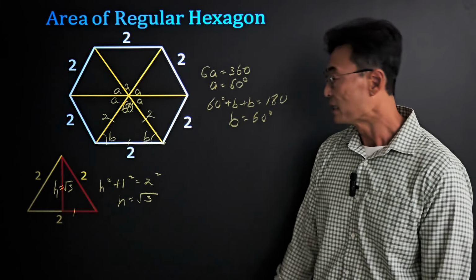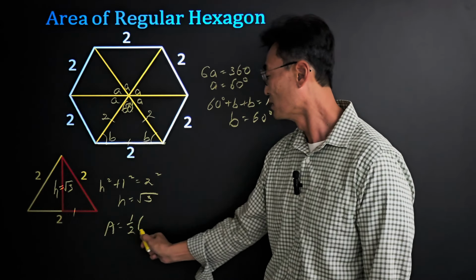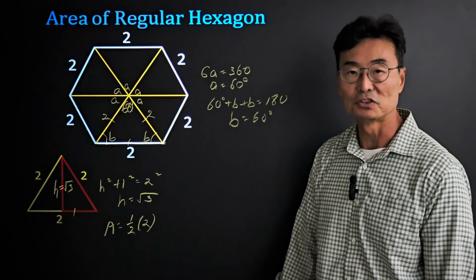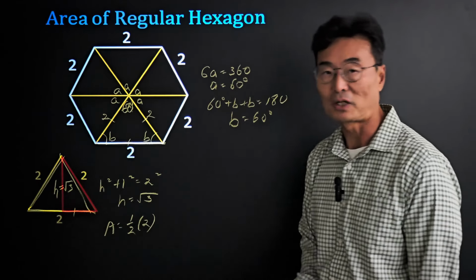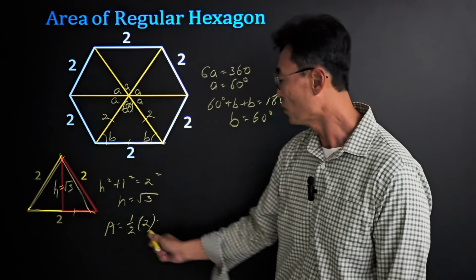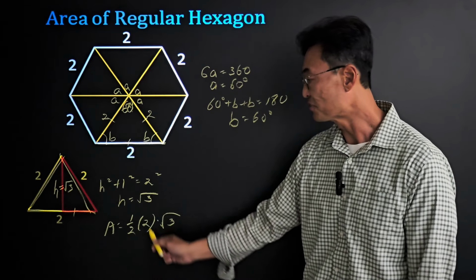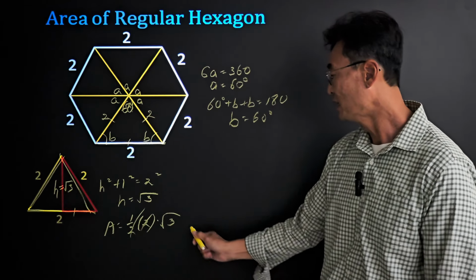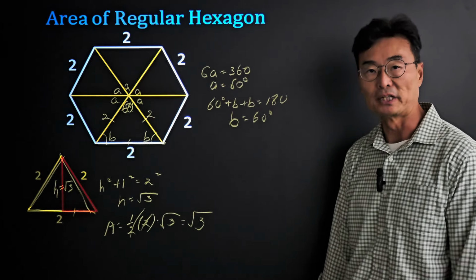Right there. Then the area of that triangle will be 1/2 times the base, which is 2. Remember, we're trying to find the area of that triangle right there, so the base is going to be 2, times the height that we just found, or root 3. As you can see, the half and the 2 cancel out, and we end up with just root 3.